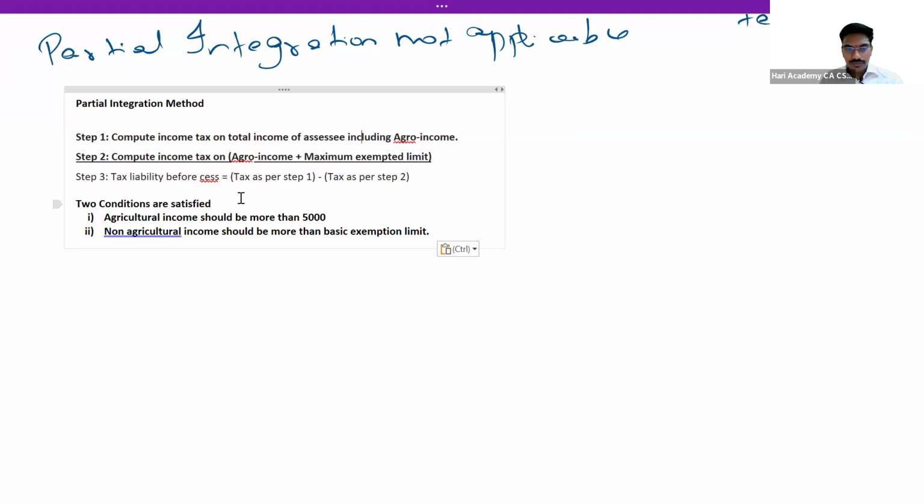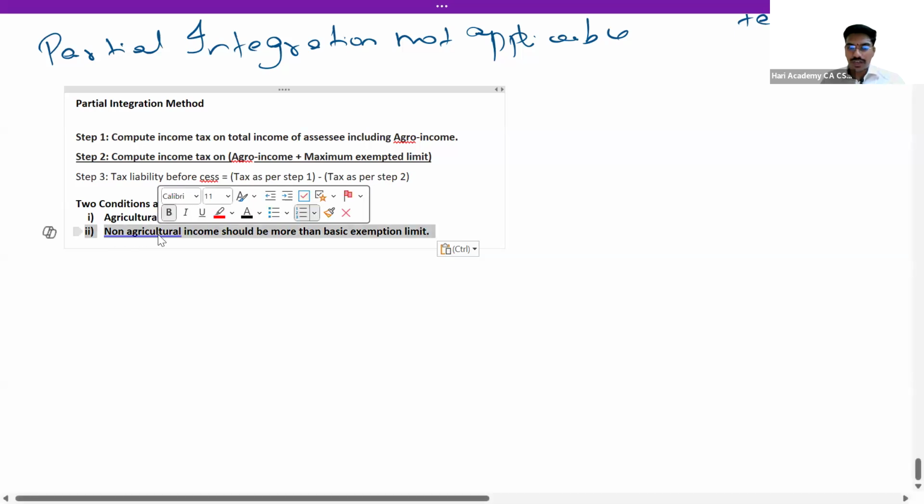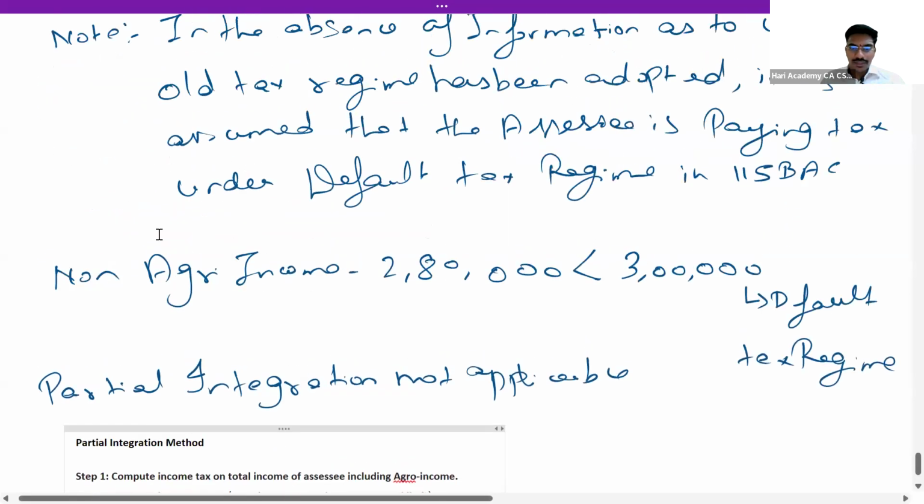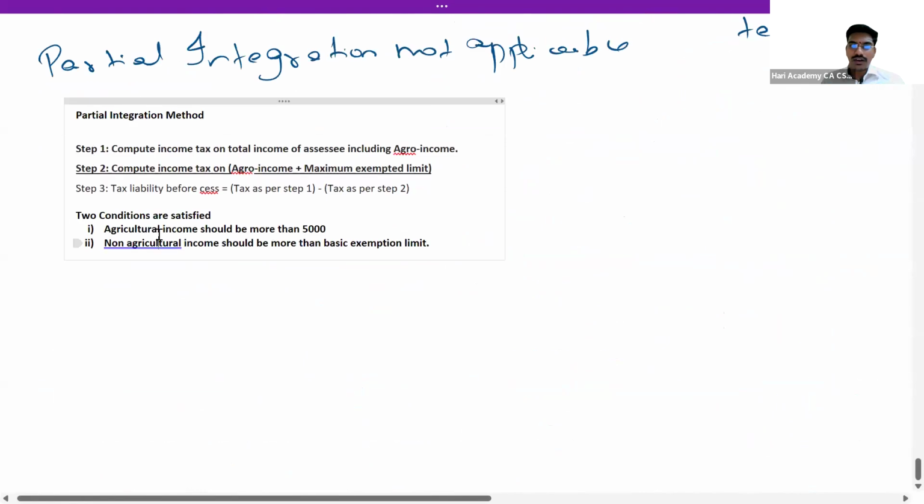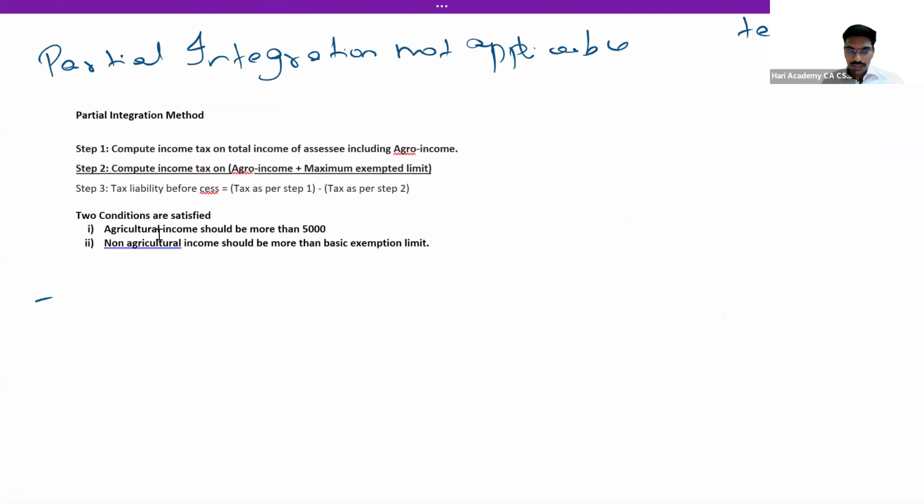However, two conditions are to be satisfied to apply the partial integration method. The first one is that your agricultural income should be more than 5,000, and the second is that non-agricultural income should be more than the basic exemption limit. Since in the present case the income is not more than the basic exemption limit, the partial integration method is not applicable and no tax is payable. Tax liability is nil in the first case.